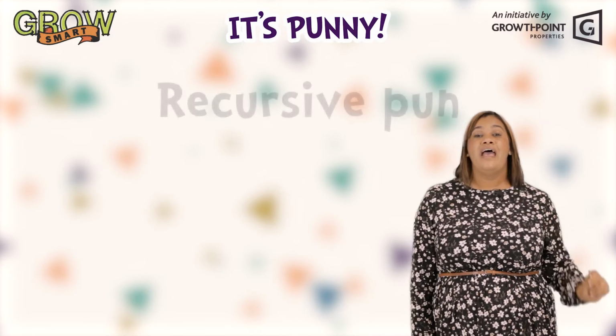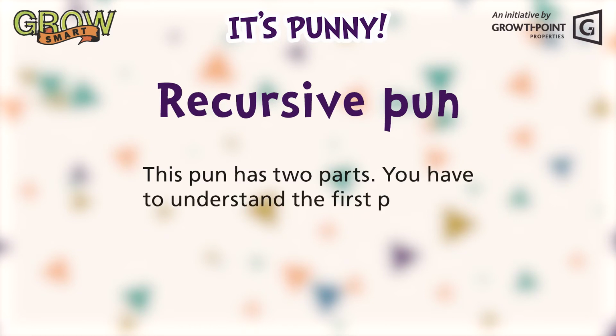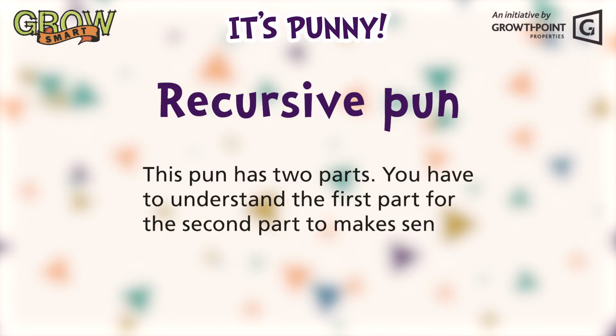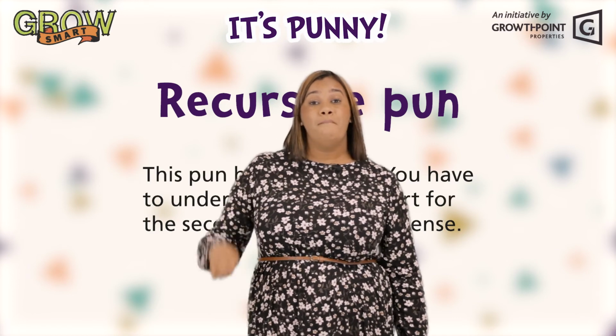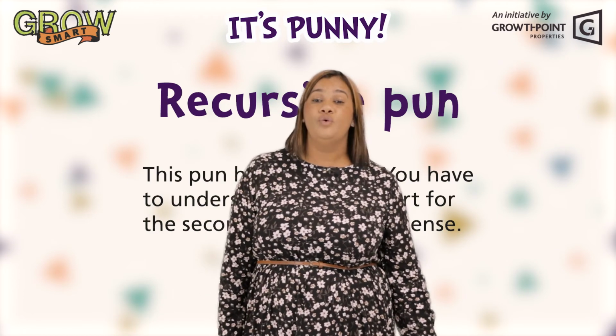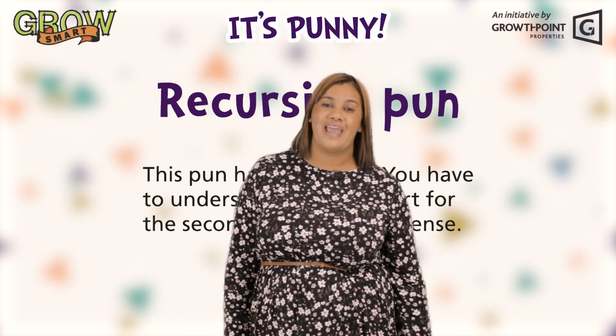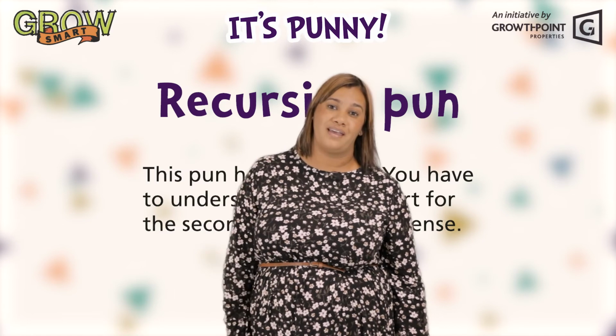Number 5, recursive pun. This pun has 2 parts. You have to understand the first part for the second part to make sense. For example, may the 4th be with you. So you would only get it if you are a Star Wars fan, also bearing in mind that Star Wars Day is actually on the 4th of May.